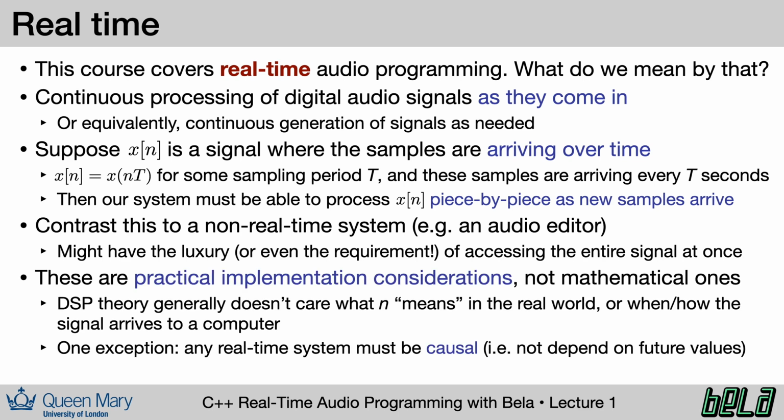Now, I want to stress that real-time is not a theoretical concept of DSP theory. It is a practical implementation consideration about the system that we use to build a DSP system. Our theory doesn't actually care about what n actually means, whether it is a sample of a continuous-time signal, what that sample rate is, or what kind of hardware is processing it. The only real exception to this is that for a mathematical system to be possible to implement in real time, that system has to be causal, which means that the current output of the system depends only on the current and the previous inputs and the previous outputs, and not on anything that would happen in the future.